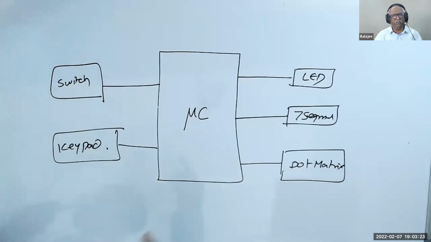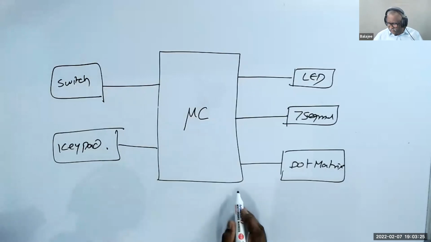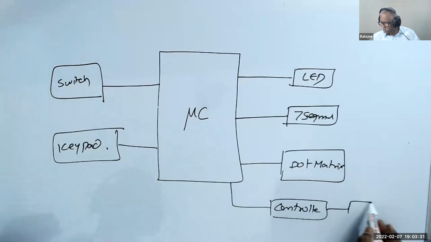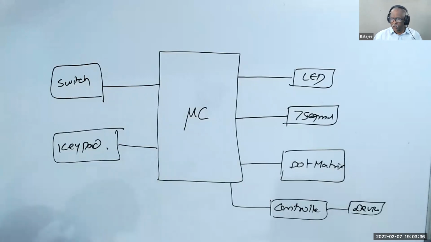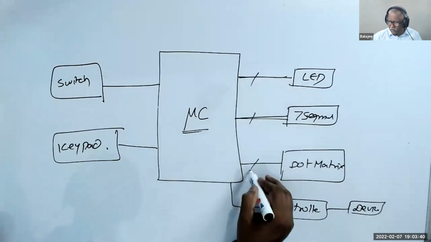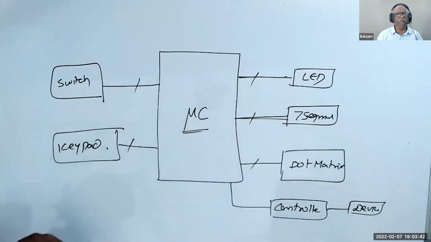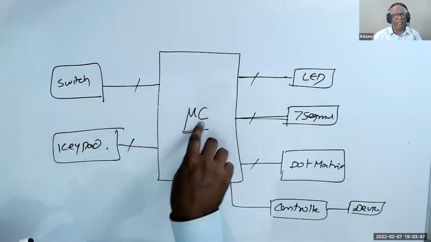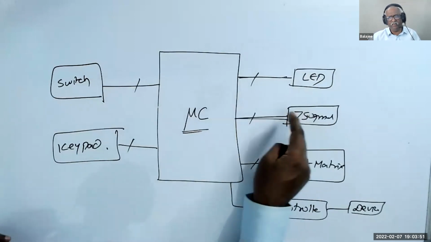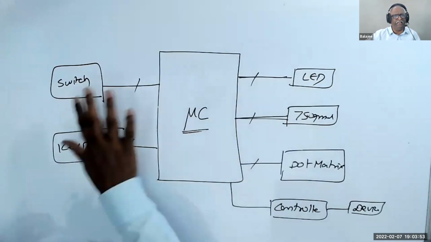So later we are going to discuss how we connect devices through a controller. There are 2 types of connection. One is with the microcontroller, you connect them directly to the output pin or input pin. That's it. You connect them directly. So the switch will be connected to the microcontroller directly, and LED will be connected directly. The 7-segment, dot matrix, keypad, all will be connected directly.